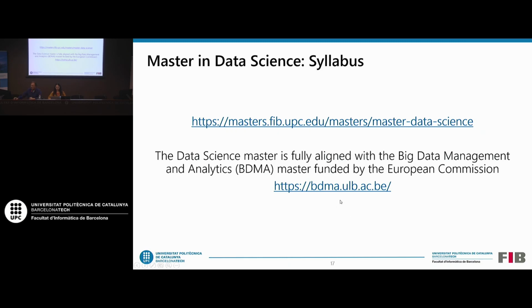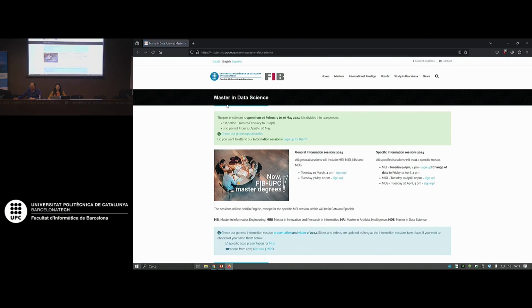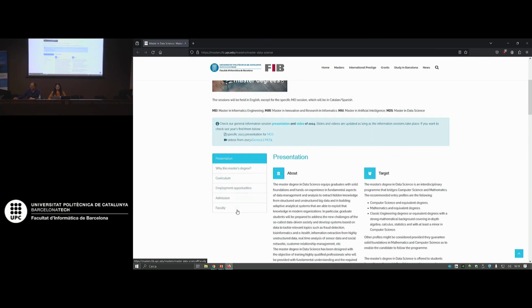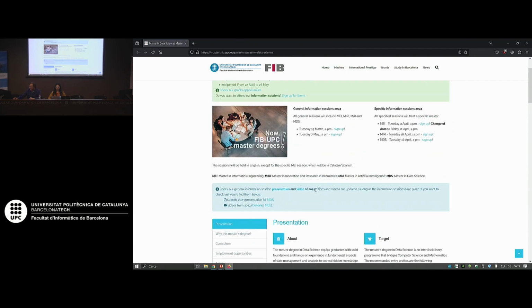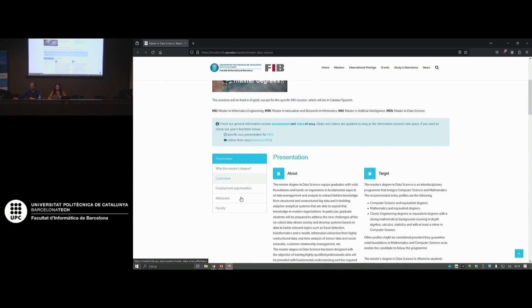But basically, if you check the 2 studies, you will see that there are, especially in the first year, which is the mandatory one, big overlaps, no? The contents are very similar. So if you want to know the syllabus about our masters, in this website you will find the information about the Master in Data Science, and here you have some information. By the way, this is the presentation and video I told you before. This is the generic one. If you want, it's a much longer presentation with plenty of details that you may want to check if you are not that familiar with FIB and UPC.